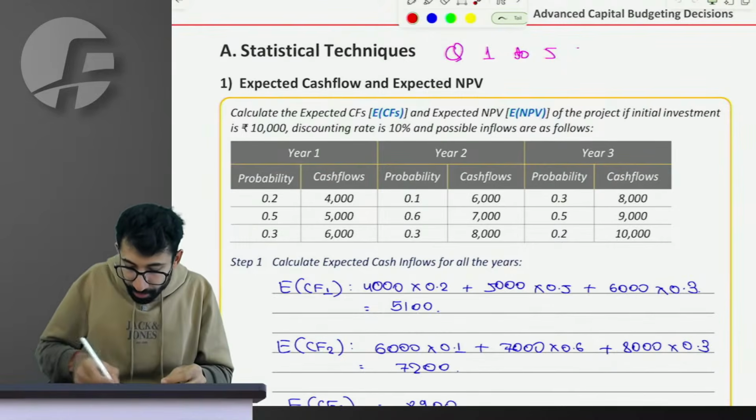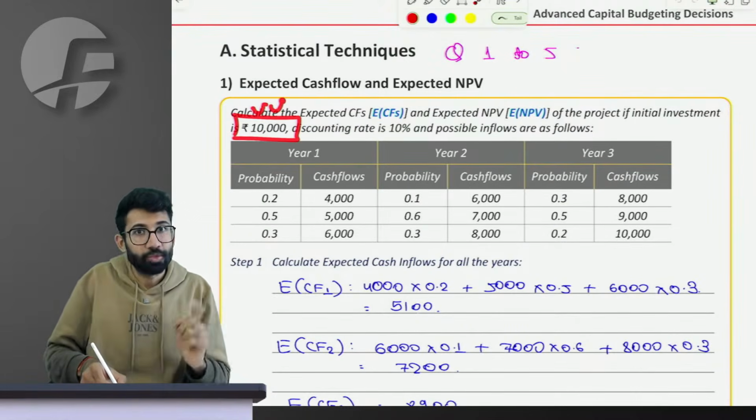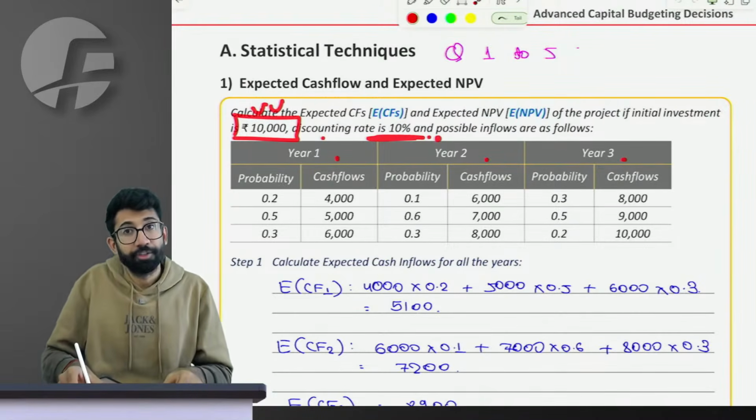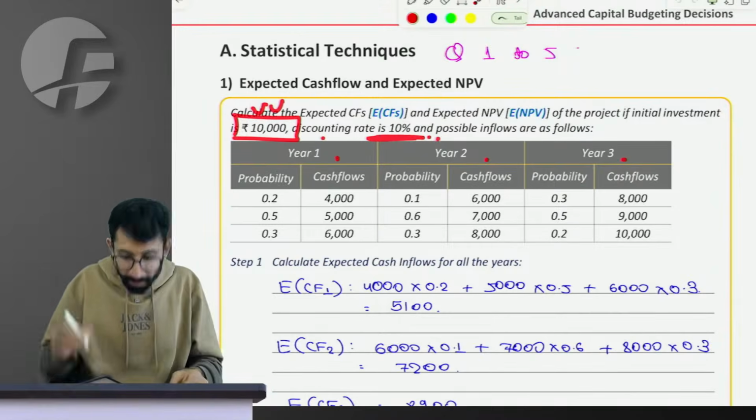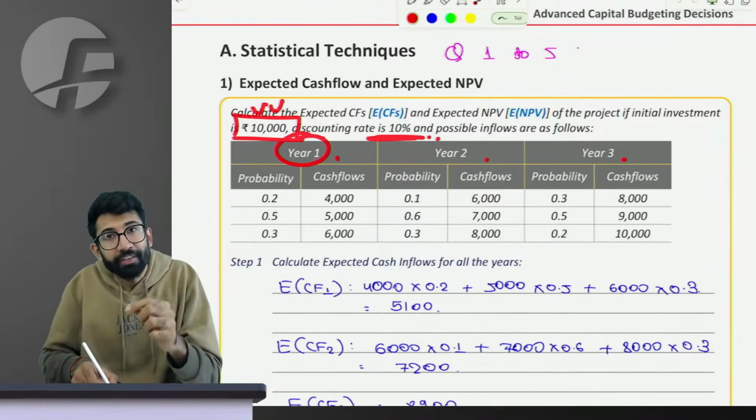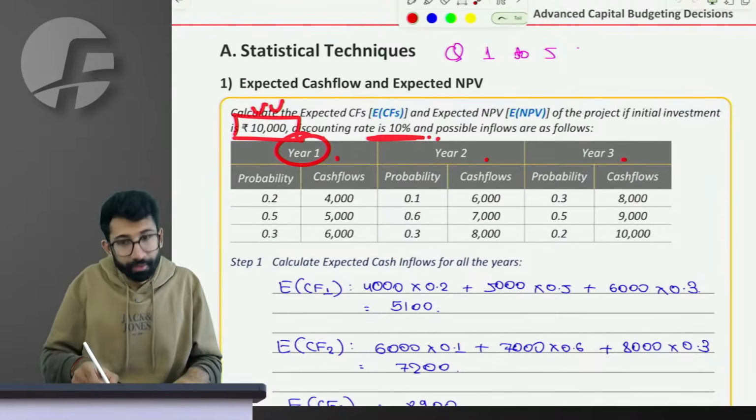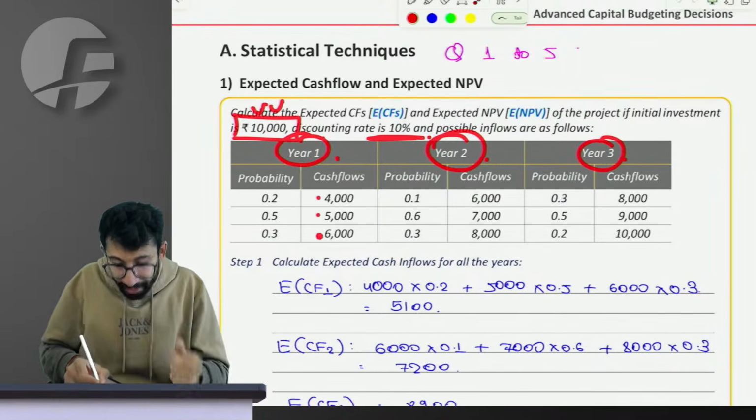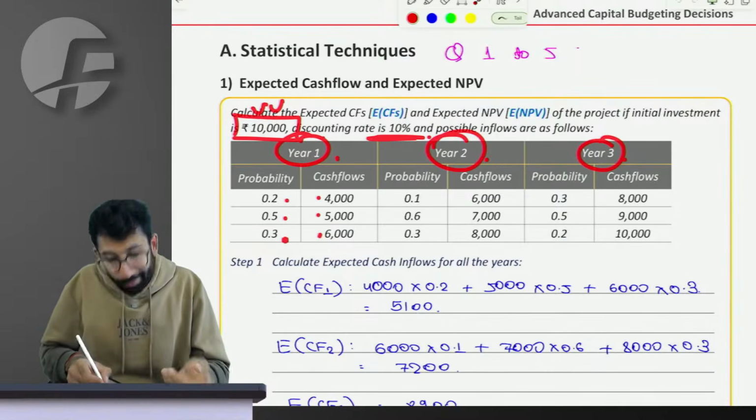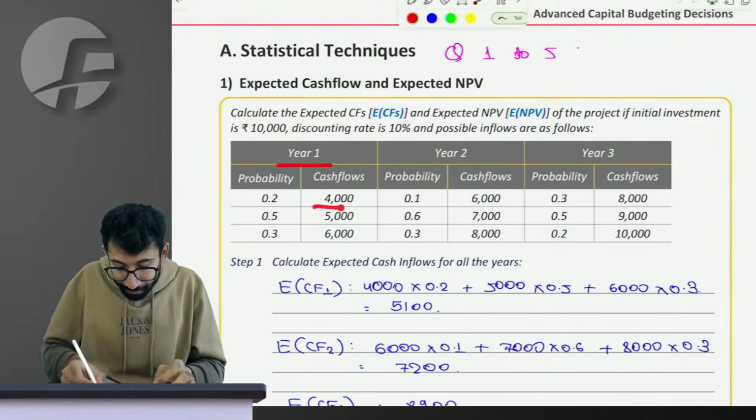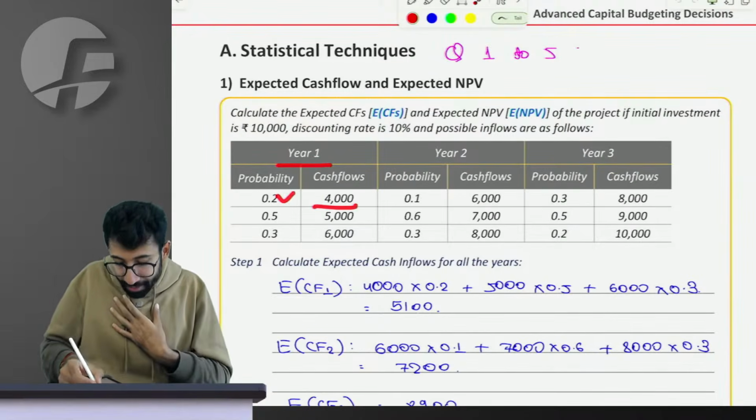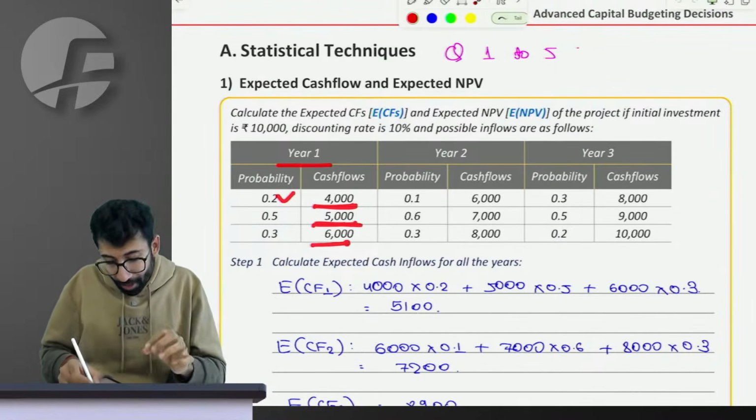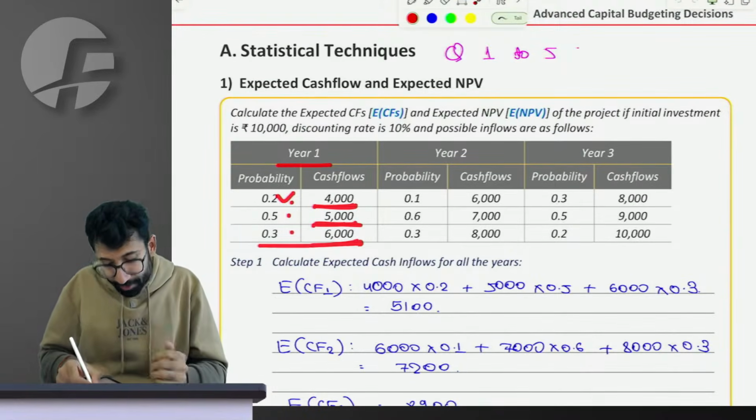Suppose I want to start a project in which my initial outflow is 10,000. The project is going to have a life of 3 years. My required rate of return, my discounting rate, is 10%. In year 1, I have not been given a particular amount of cash flow. Similarly for year 2 and 3, I have rather been given the possible cash flows that I would be able to make along with the probability of their occurrence, which means in year 1 I might receive 4,000, or I might receive 5,000, or I might receive 6,000, the probability of which is this.